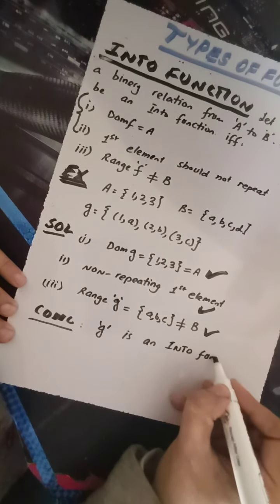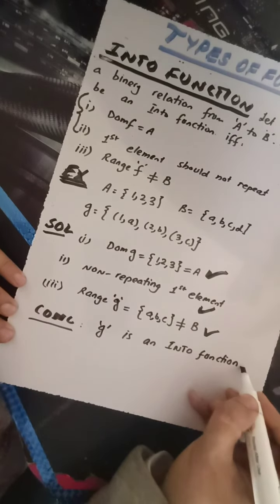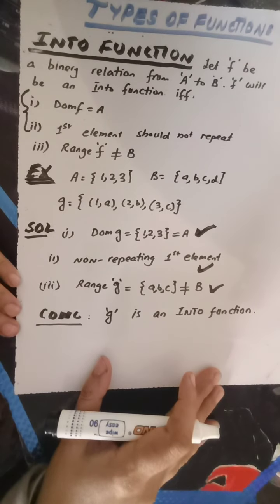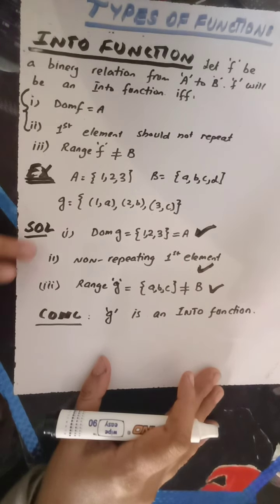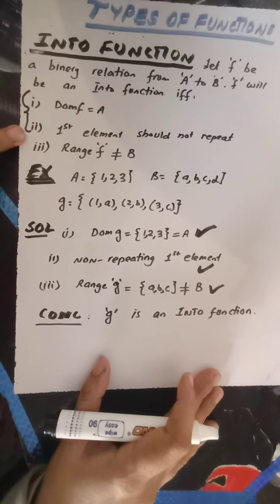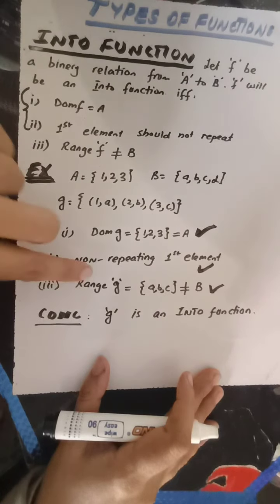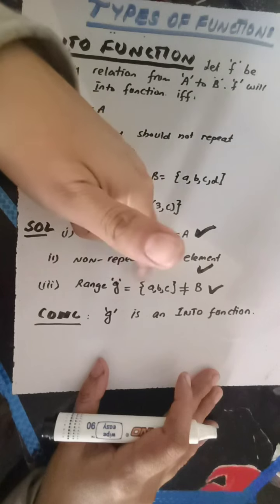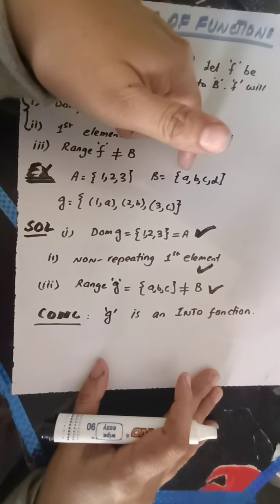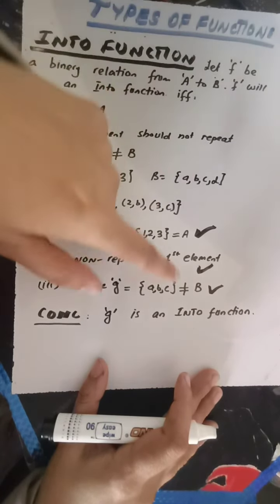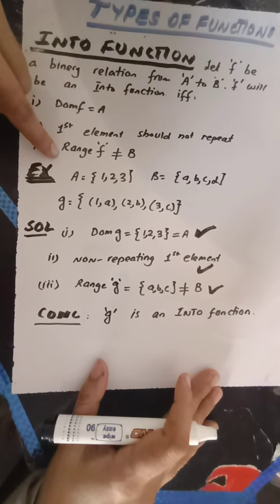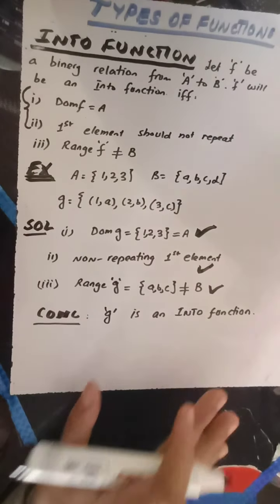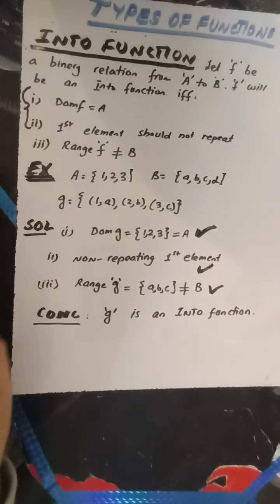So this is all you need to check if you want to find whether the given function is into or some other type. The first condition is satisfied, the second condition is satisfied, the third condition was that the range of G should not be equal to B. So we have calculated this range and we have found that it's not equal to B. So the third condition is also satisfied because here we needed the inequality and we have the inequality over here. So it means that the given binary relation is an into function.